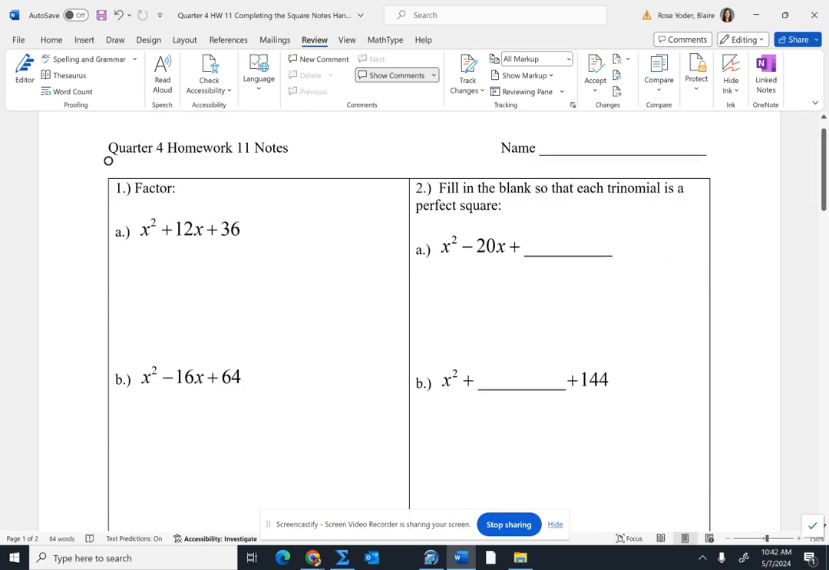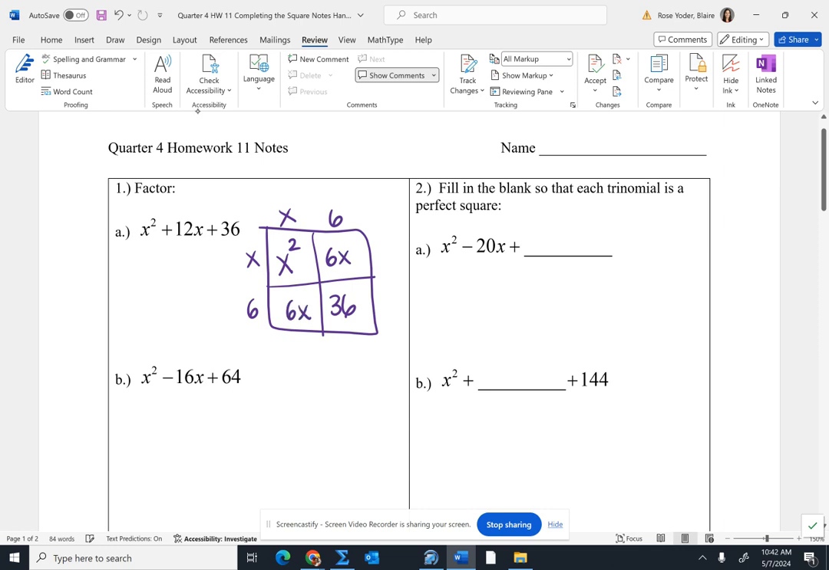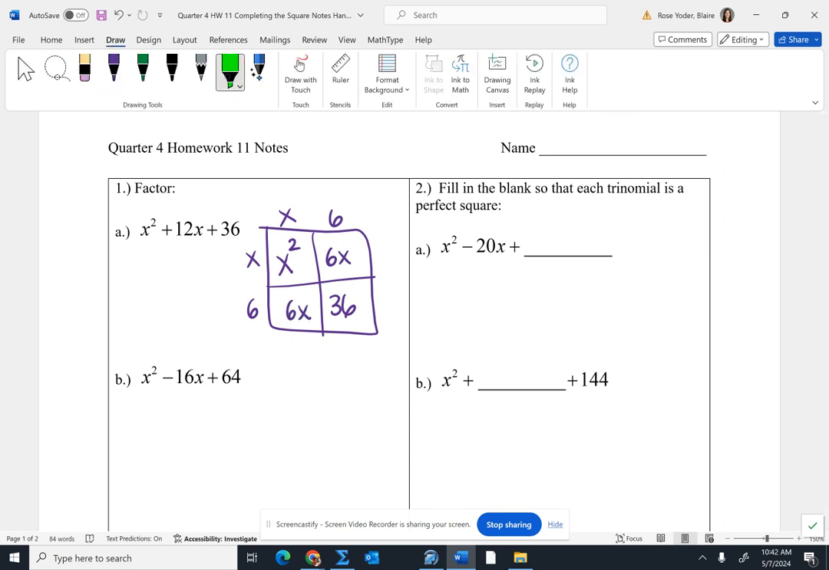So first, we're going to do a little bit of factoring practice. I'm going to make my box. I want x squared and 36. The first thing that comes to my mind is 6 times 6 gives me 36, because 36 is a perfect square. Does 6x and 6x give me the 12x that I'm looking for?